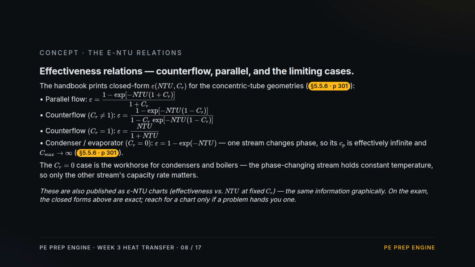And CR equals 0, a condenser or evaporator where one stream changes phase, gives epsilon equals 1 minus the exponential of minus NTU. That case is the workhorse for condensers and boilers. The phase-changing stream holds constant temperature, so only the other stream's capacity rate matters. These relations are also published as charts.